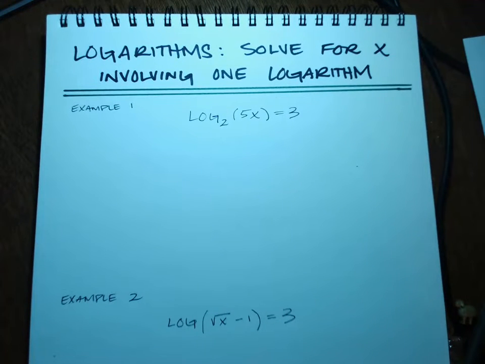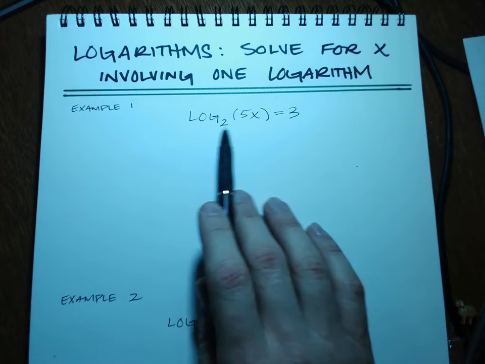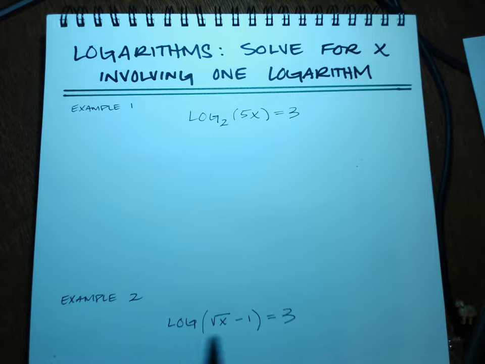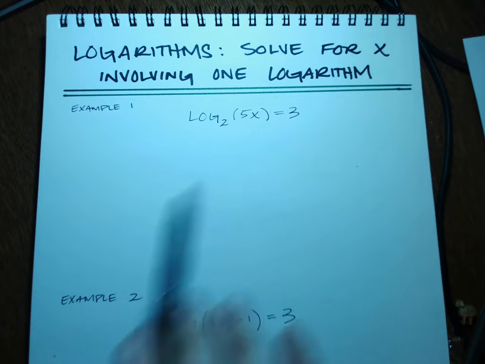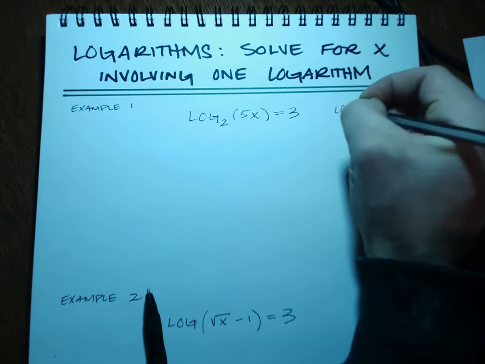All right, we'll take a look at solving for x in two different cases here. In the first example, log base 2 of 5x is 3. And in the second example, log of the square root of x minus 1 is 3. And both of these start in log form. So we'll begin with this first one here. This is log form.